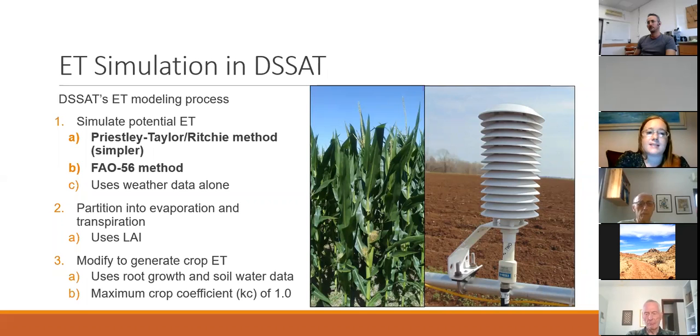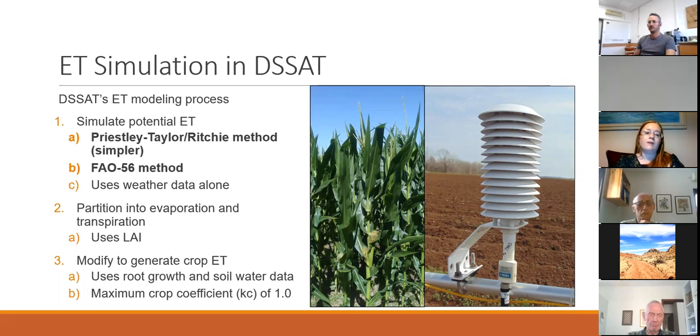So once DSAT has calculated potential ET, it then partitions that potential ET into potential evaporation and potential transpiration using the leaf area index. So this is where it begins to pull in data from the plant model. It's going to pull in the leaf area index of the exact day that it's calculating, which is based on what I input from my measured LAI, but since I don't have measured LAI for every single day, DSAT simulates LAI for every single day, and then we'll use the LAI of that day.